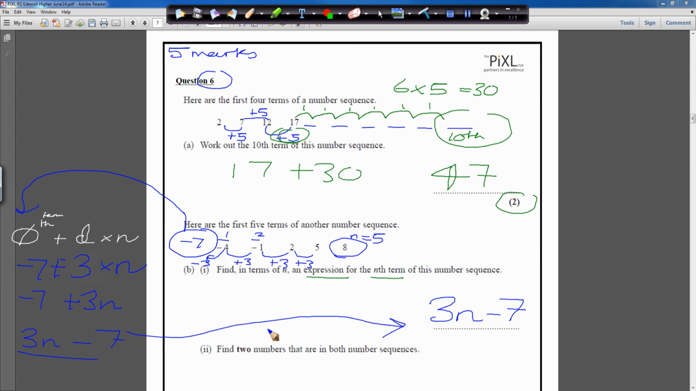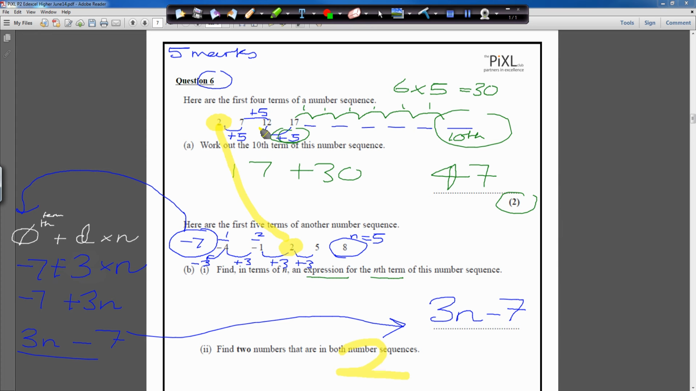Right. Okay, it says find 2 numbers that are in both number sequences. Let's go for a highlighter. You can already see that there's a 2 in here, and there's the same 2 in here. So those 2 match. So we have 2. That's one of our answers.